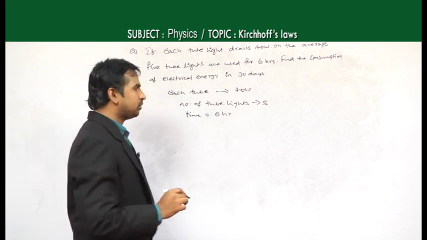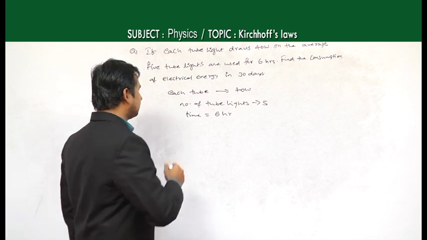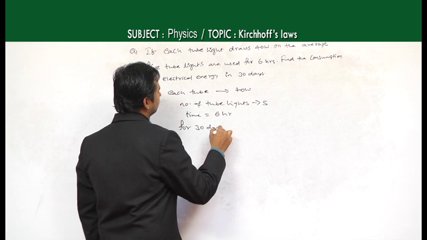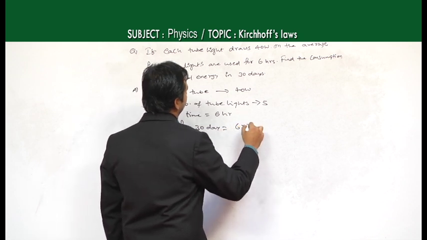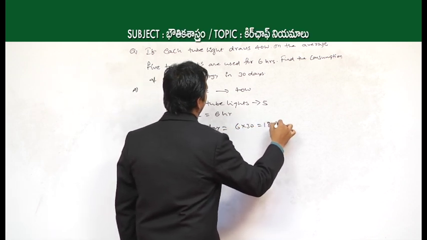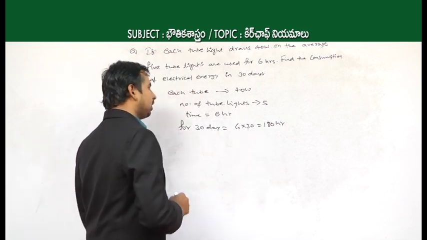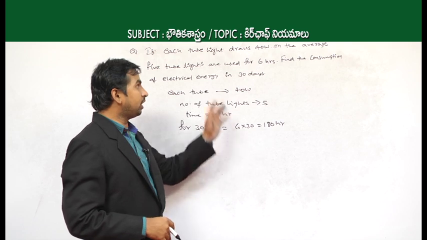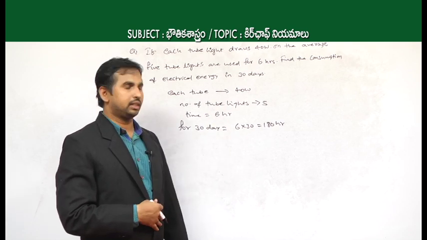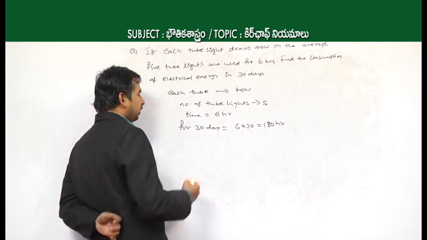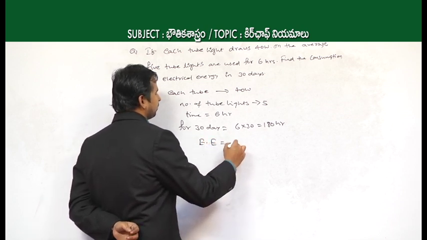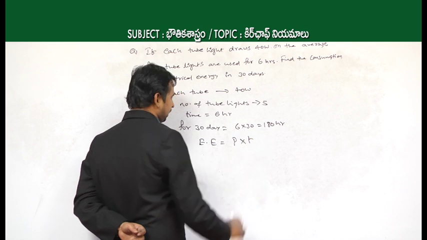Then if you are using for 6 hours in a day, then for a month of 30 days, the consumption time becomes 6 into 30, which is 180 hours. If you are using for 180 hours in a month of 30 days, and we are using the wattage of 40 watts in each case, then how much electrical energy do we get? We know that electrical energy is nothing but power into time.